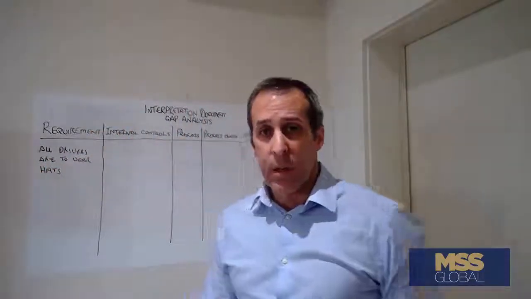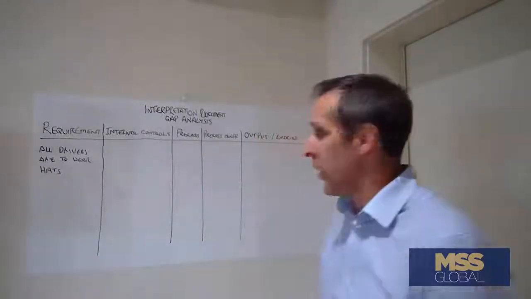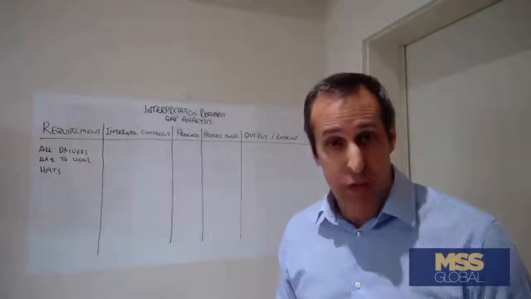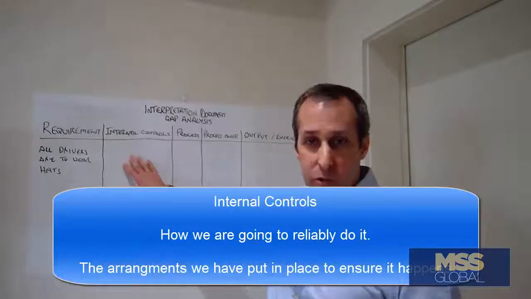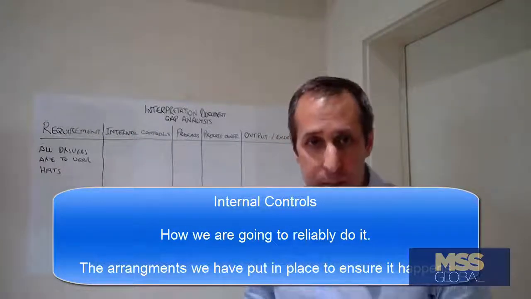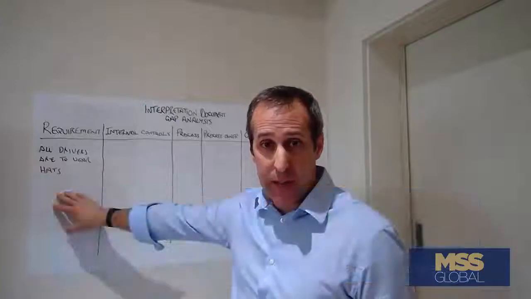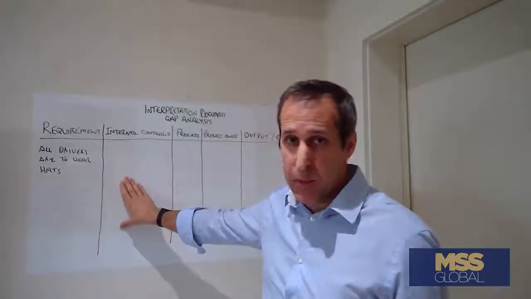Now, that's the requirement. It's quite clear. That's what the client wants, and we've agreed to provide that. The internal controls, how we are going to control and achieve that. Another way of seeing this is how we do it. They've asked for all drivers to wear hats. How do we give them all the drivers wearing hats? Simply what we're going to put in here.